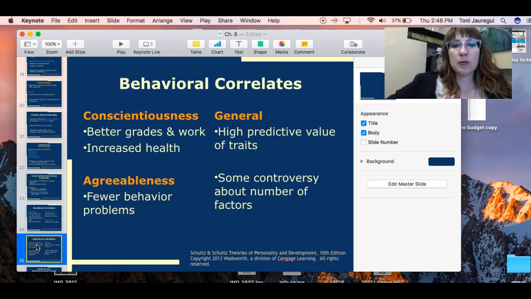Behavioral, how things correlate behaviorally. Conscientiousness: better grades and work, increased health, general high predictive value of traits. Agreeableness: fewer behavior problems. Some controversy about the number of factors.